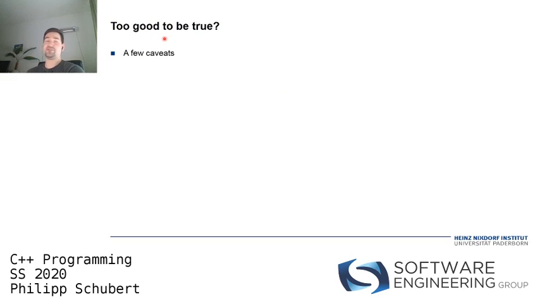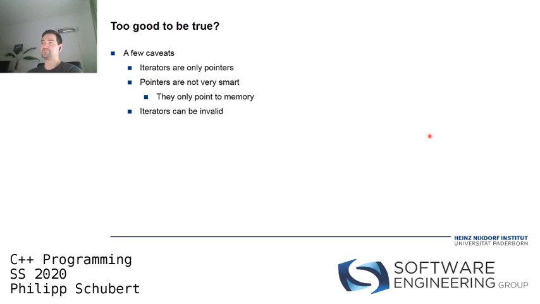Okay, so too good to be true? Yes, it's unfortunately too good to be true, because here we have a few caveats about iterators. So first of all, iterators are really only pointers under the hood, and pointers are very stupid. Pointers are not very smart. They just point to some memory, really. And iterators can also be invalid. And there's nothing worse than working with an invalid iterator, because that's undefined behavior right away, and then you run into huge trouble. I will give you two examples on the next slides of what using an invalid iterator can cause. And so you have to be very careful.